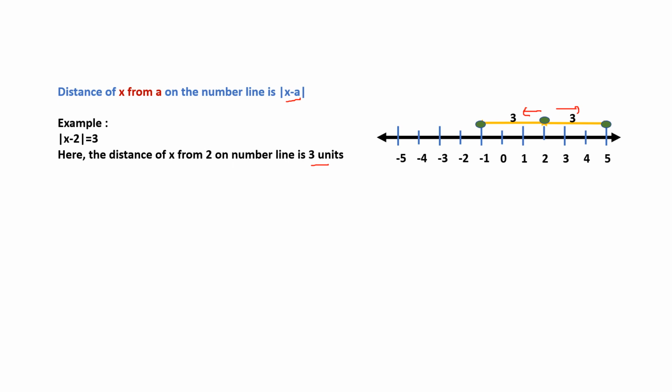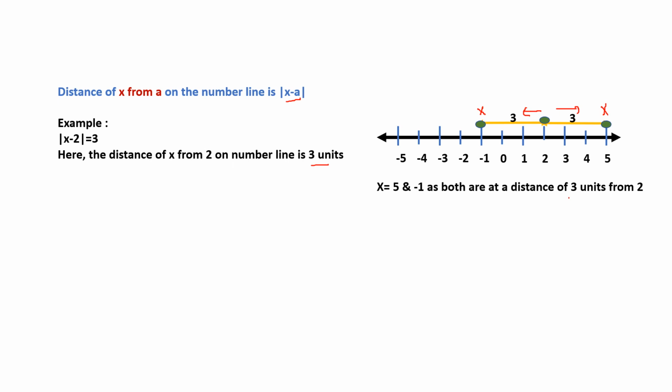So in that case, the value of x will be equal to -1 and it will also be equal to 5, because both of them are at a distance of 3 units from 2.